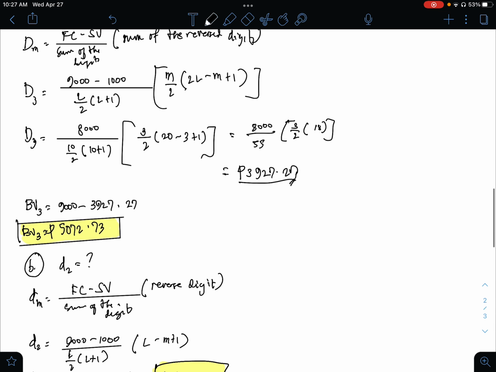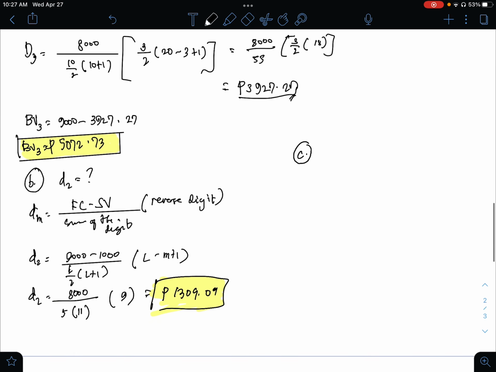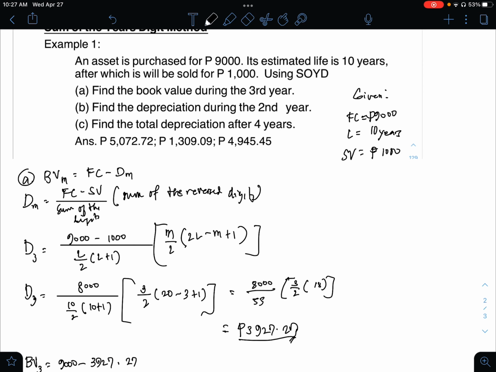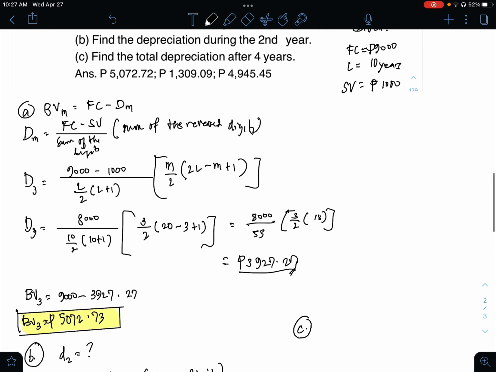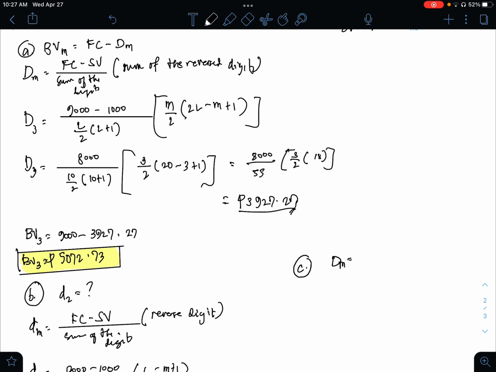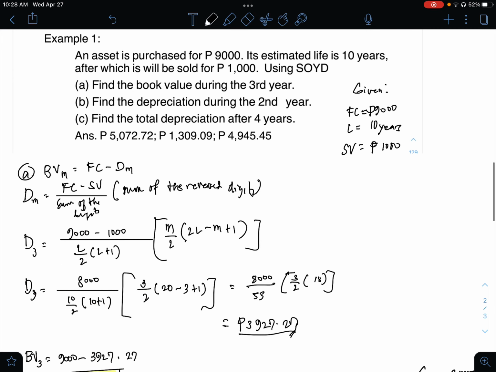And for letter C, the question is find the total depreciation after 4 years. Okay. So after 4 years, what is the total depreciation? So that's DM is equal to FC minus SV over sum of the digits times sum of reverse digits. Okay? So, of course, what we are looking for is the total depreciation after 4 years.